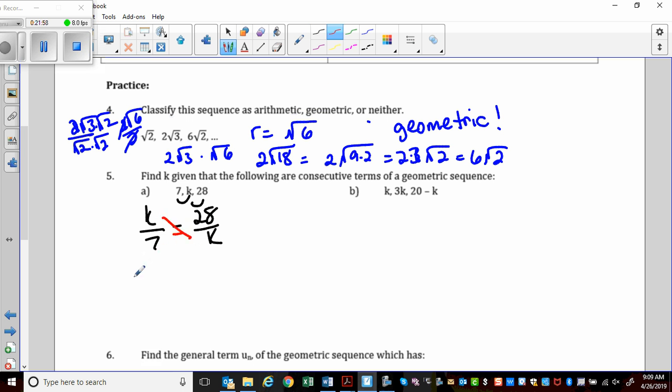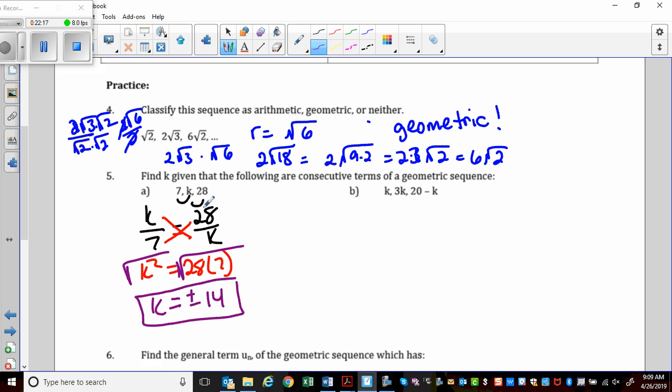K times k is k squared, and then equals 28 times 7. And then when we take the square root of both sides, k equals plus or minus 14. Which one would it be? So we have 7, 14, 28, so plus 14.